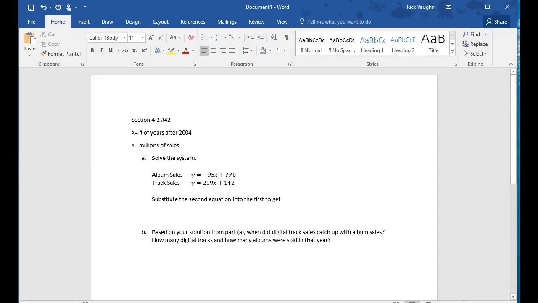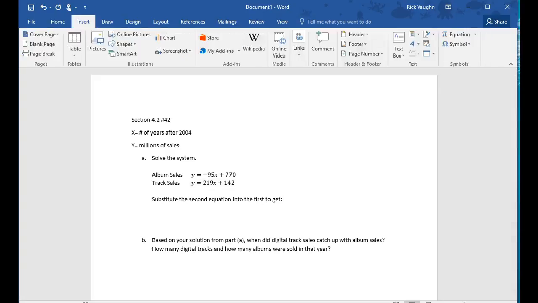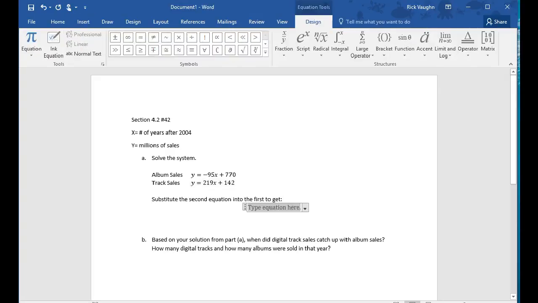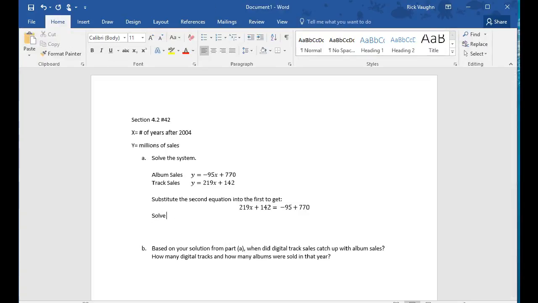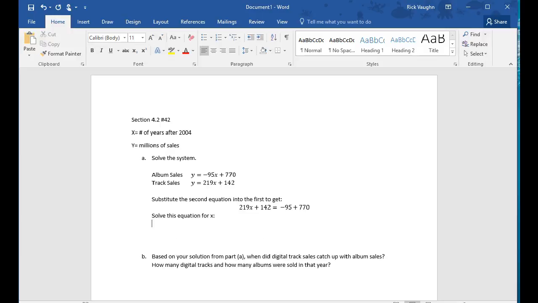to get, and I'll go to my equation editor and just put in the 219x plus 142, that's the substituted side, and then the non-substituted side at the top was negative 95x plus 770. All right, so now we're going to solve for x, because we only have one variable. So I'm going to, oops, I forgot an x up here.